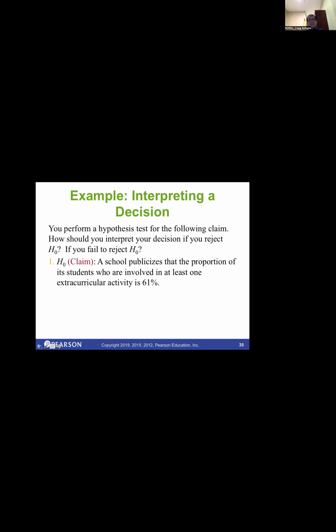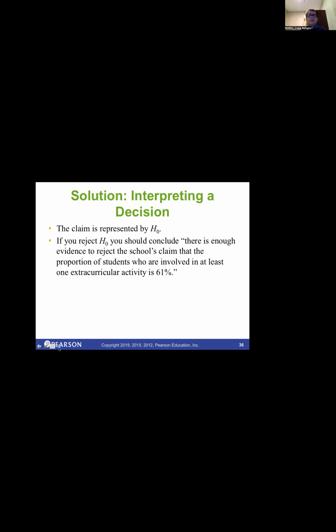H0 is the claim. A school publicizes that the proportion of its students who are involved in at least one extracurricular activity is 61%. So here's the answer. The claim is represented by H0. So if you reject H0, you should conclude there is enough evidence to reject the school's claim that the proportion of students who are involved in at least one extracurricular activity is 61%.